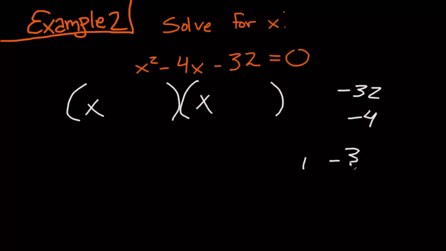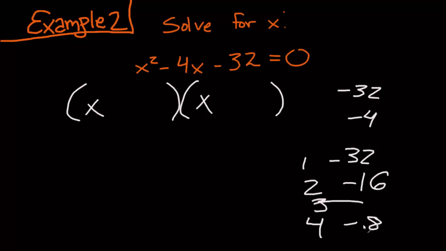1 and negative 32. Nothing like that is going to add up to negative 4. 2, negative 16. Those numbers, that's not going to give us negative 4. 3, nothing times 3 is going to be negative 32, so cross that out. 4 times negative 8. And, okay, so that multiplies out to negative 32.